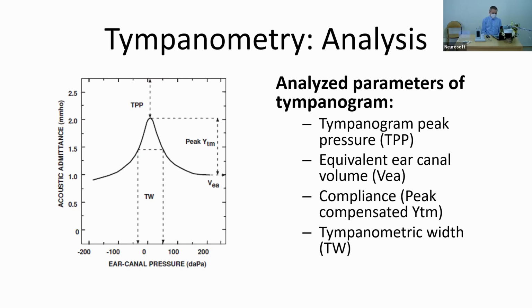And tympanometric width, which is also called gradient, which is shown on the picture. So it is a width of the tympanogram in the pressure units daPa between the points of 50% of compliance on the tympanogram.